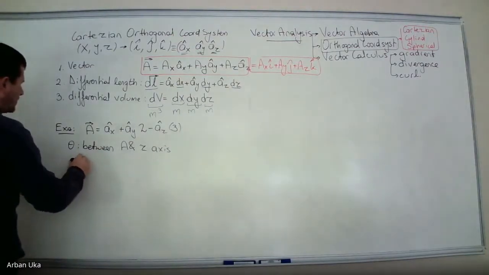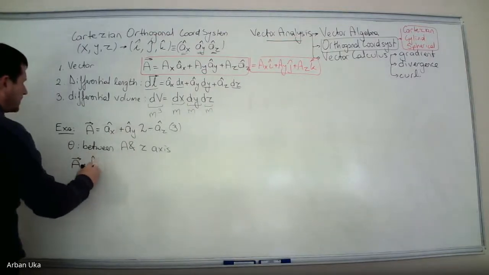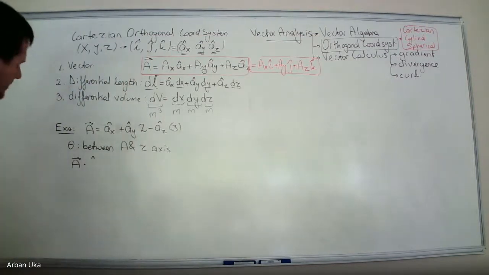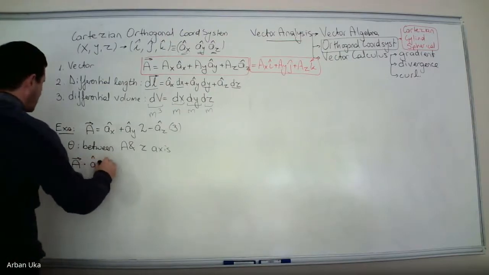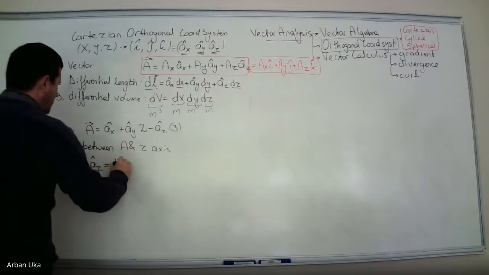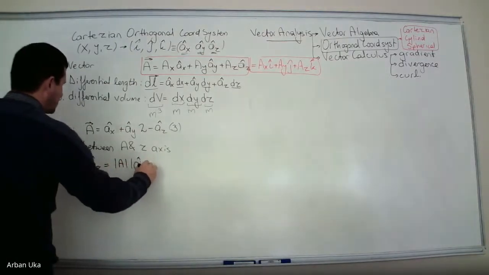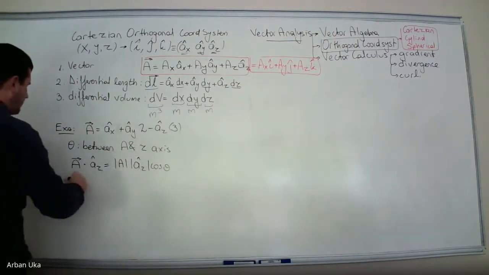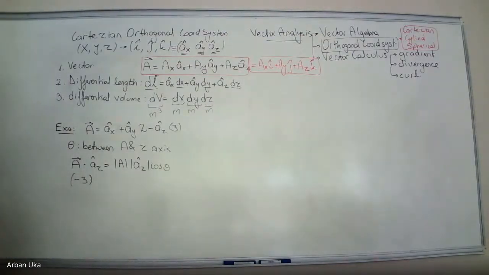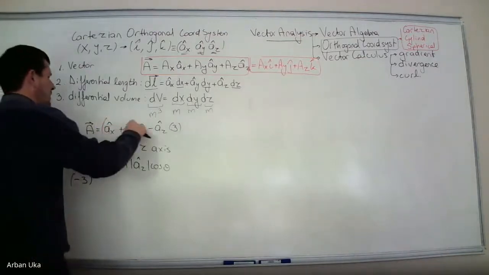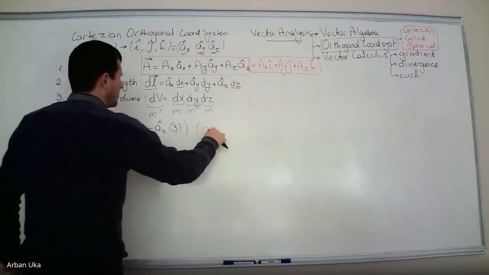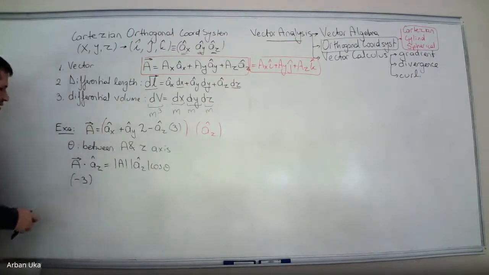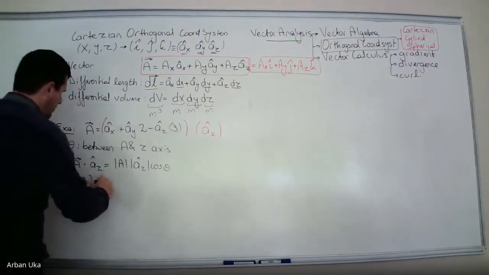How can you find the angle theta between A and the z-axis? We can do the following: A dot product with K, or AZ, let's use our notation. This is equal to the magnitude of A times the magnitude of AZ times cosine theta. What is A dot AZ? This is just minus 3, because in the dot product with AZ, the only non-zero term is the inner product between AZ and AZ.